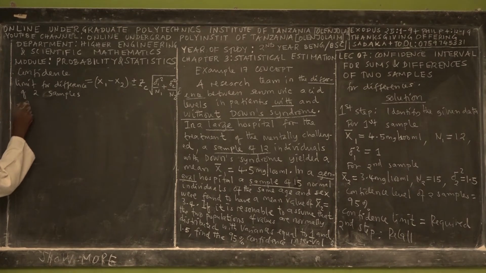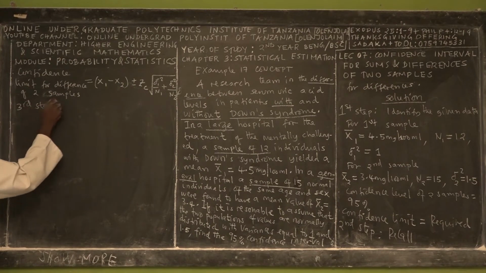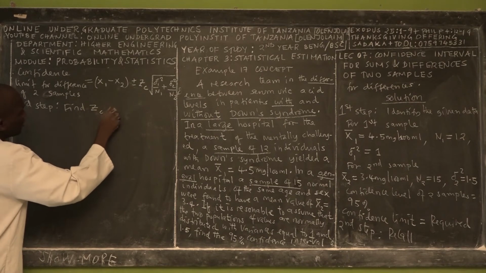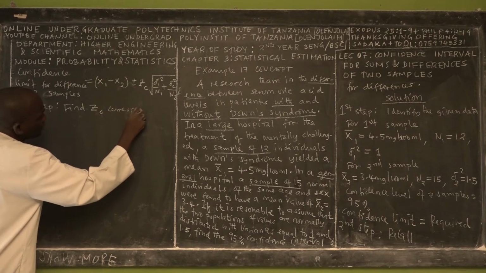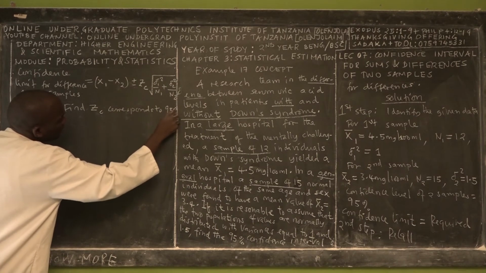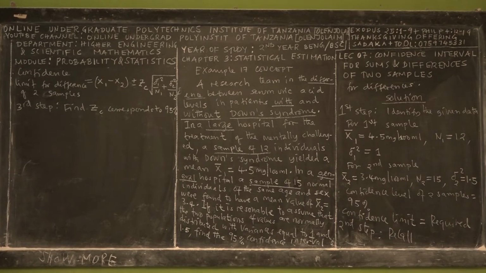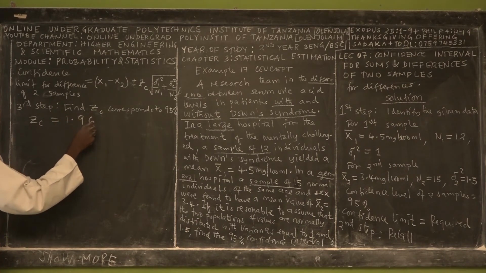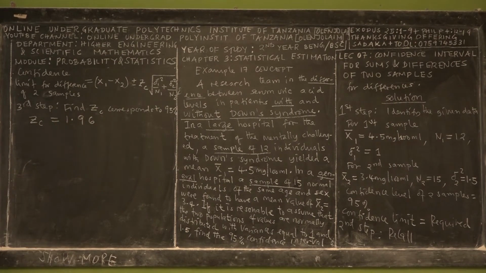The third step, we ask you to find out ZC corresponding to 95%. We told you, refer to chart 4 and 5. So we told you how you can find the ZC that corresponds to 95% is 1.960.